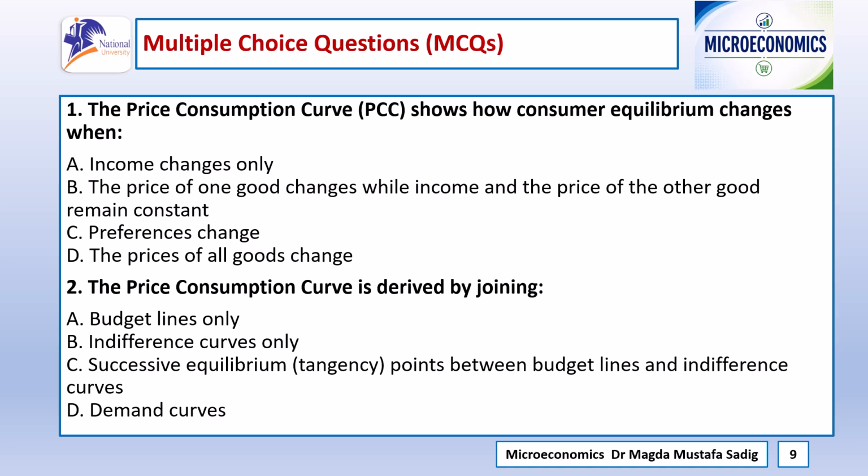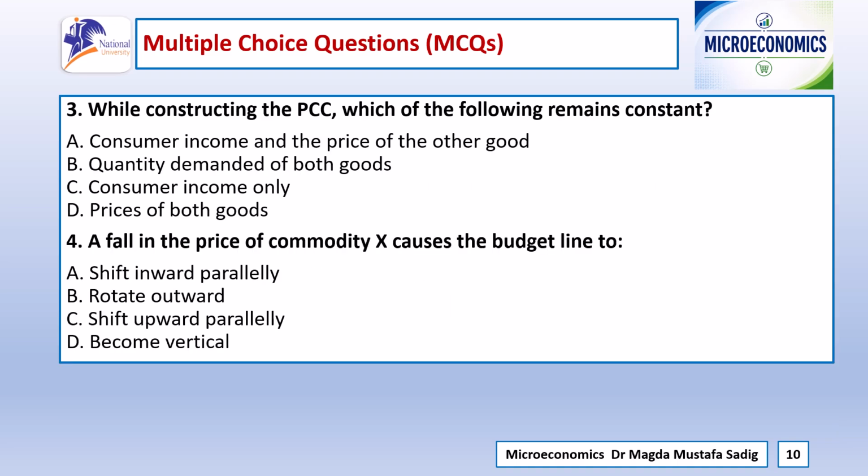Okay, we have practice questions. Let me revise these questions with you. What does the price consumption curve show? The correct answer is B. It shows how consumer equilibrium changes when the price of one good changes while income and the price of the other good remain constant. Please try to solve all these questions in order to strengthen the main ideas presented in this lecture.